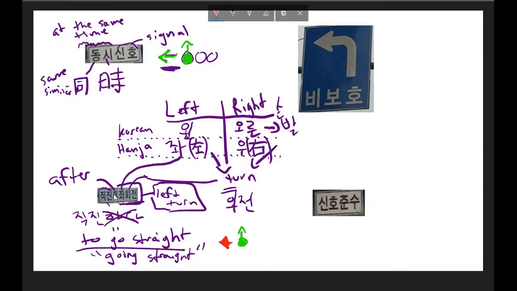Hold your horses there, buddy, because you're going to have a chance after the people who go straight get to go. You'll get to go. This third way is something that you'll more commonly see in smaller streets. I'll even write that down, in smaller streets.